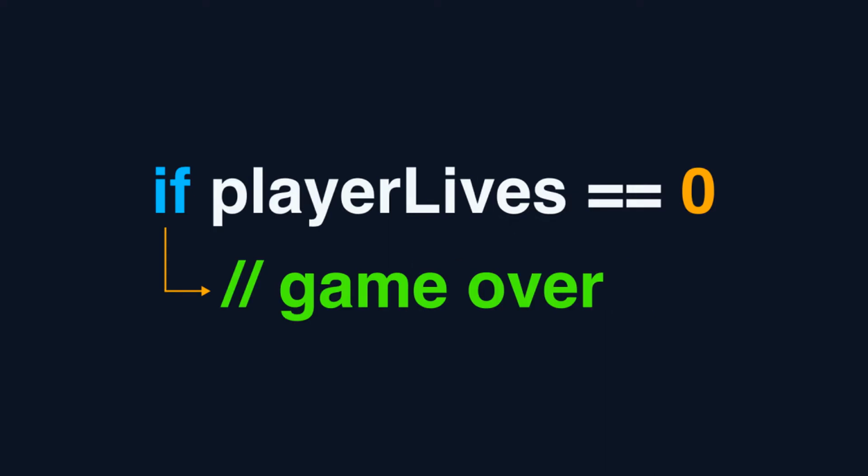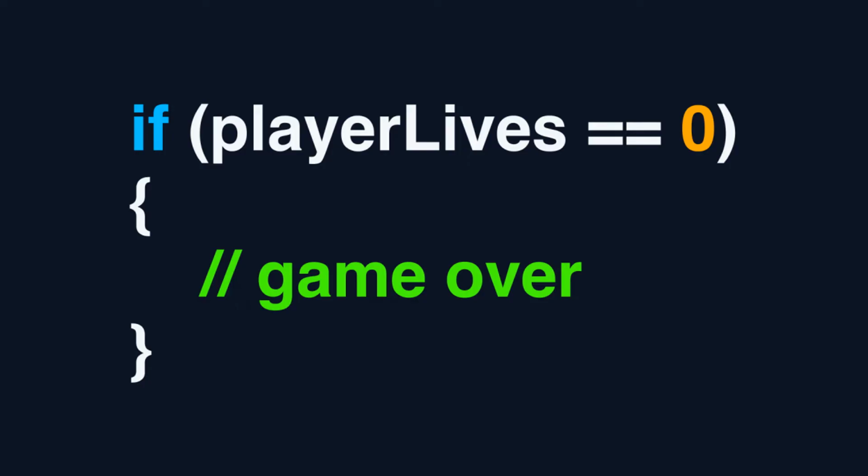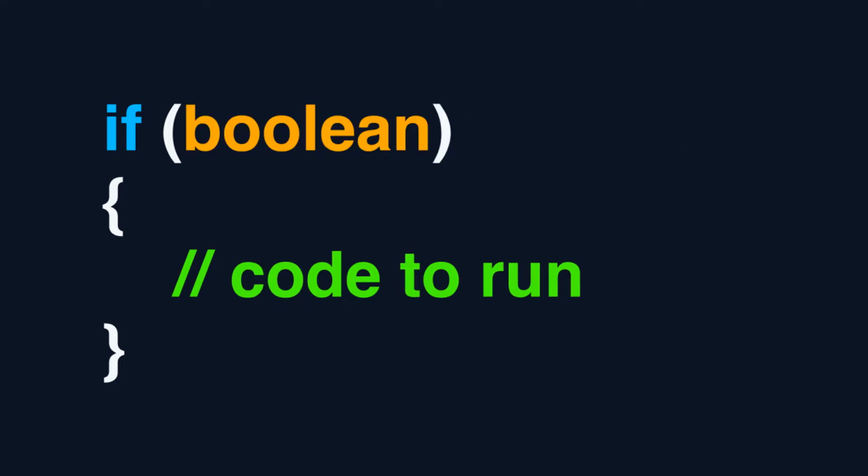Consider the following example. If the player lives are equal to 0, it means the game is over. To create an if-then statement, we start by typing the keyword if, followed by the condition between parentheses. And between curly brackets, we add the code that runs when that condition is true. Please note that the condition must always return a Boolean value.